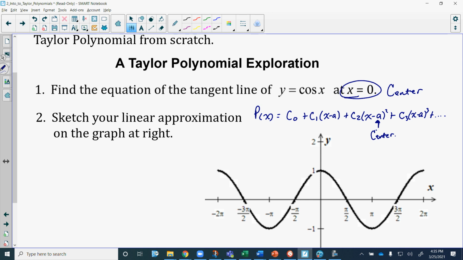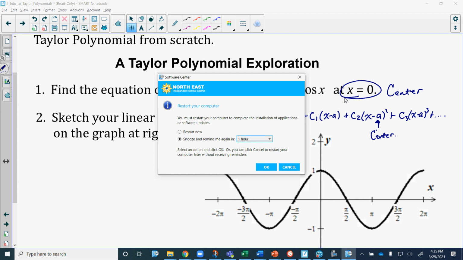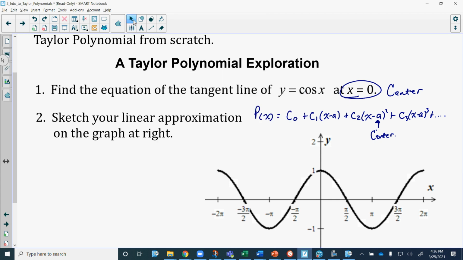What it's asking us to do, and again, I'm getting off track here. It says find the equation of the tangent line to y equals cosine x at x equals 0. Oh, I don't want to restart my computer now. Let's wait for a little bit. There we go.